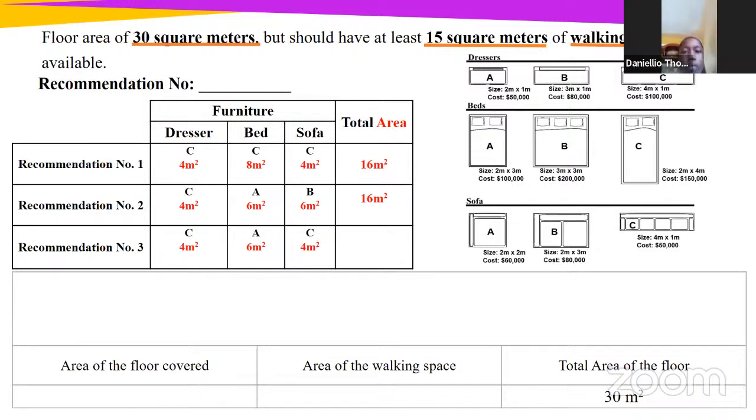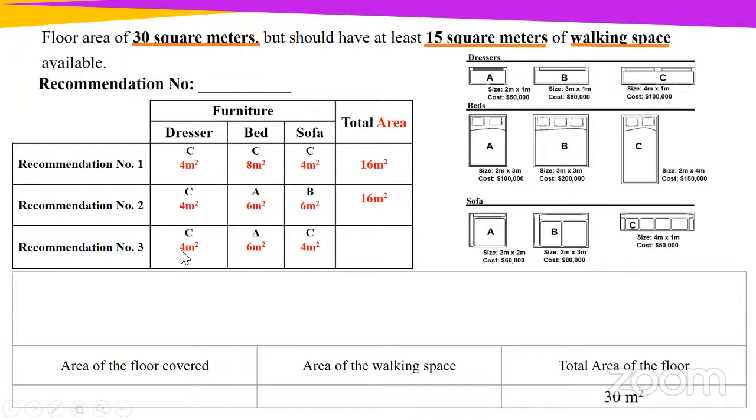Miss, can you repeat the question, please? What would be the total area for recommendation 3? We looked at the area of the furniture: dresser C, bed A, and sofa C. Now we have the area for those 3 selections. What would be the total area? Miss, 14 square meters. That's correct. 14 square meters.